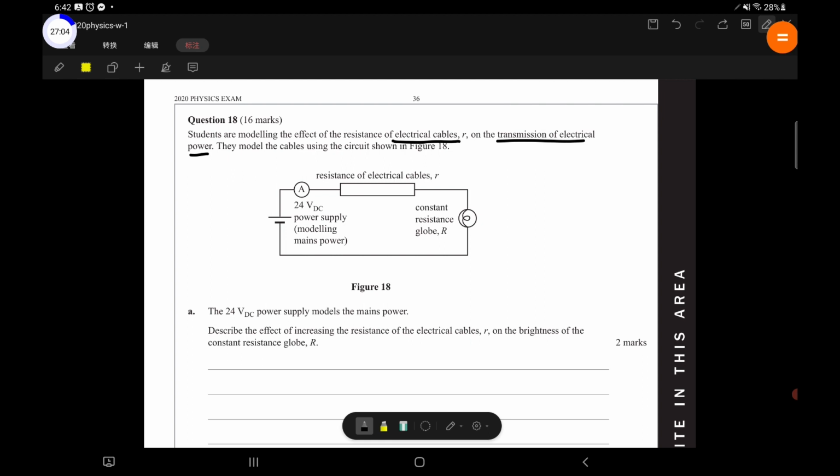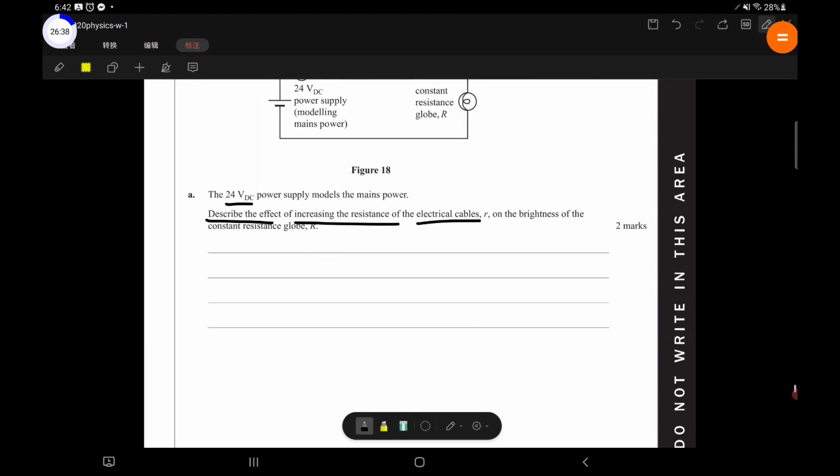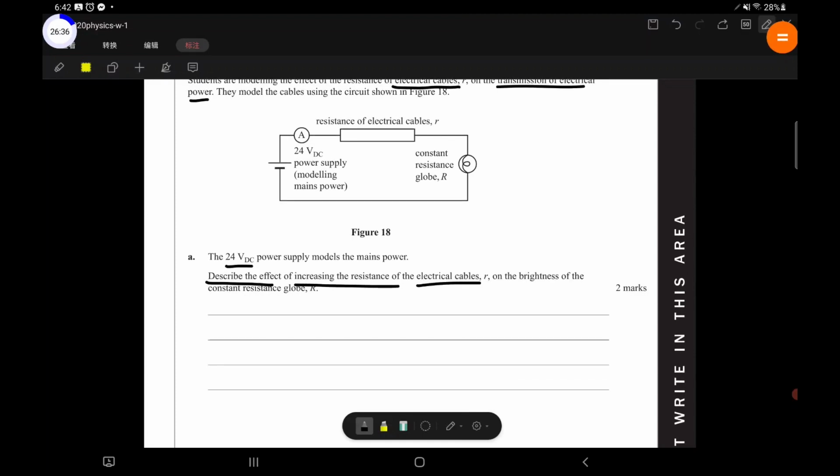they model the cables using circuits shown in Figure 18. We have electric cables, and we have that connecting to a light globe of a constant resistance. Assuming a 24 volts power supply, describe the effect of increasing the resistance of the electric cables on the brightness of the constant resistance globe. So we just use some electrical principles there, and yeah.